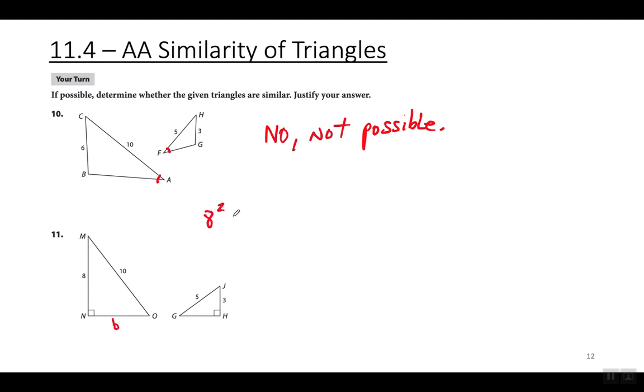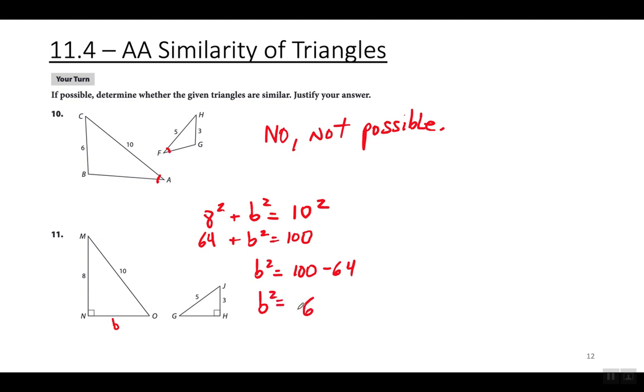So if I do 8 squared plus b squared equals c squared, all right, that'll be 64 plus b squared equals 100. So b squared is going to equal 100 minus 64. So b squared is going to equal 36. And the square root of 36 is 6, okay? So b equals 6.